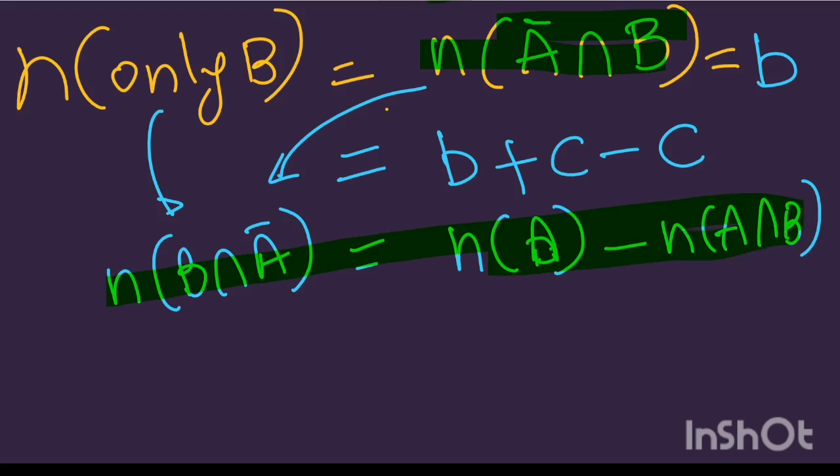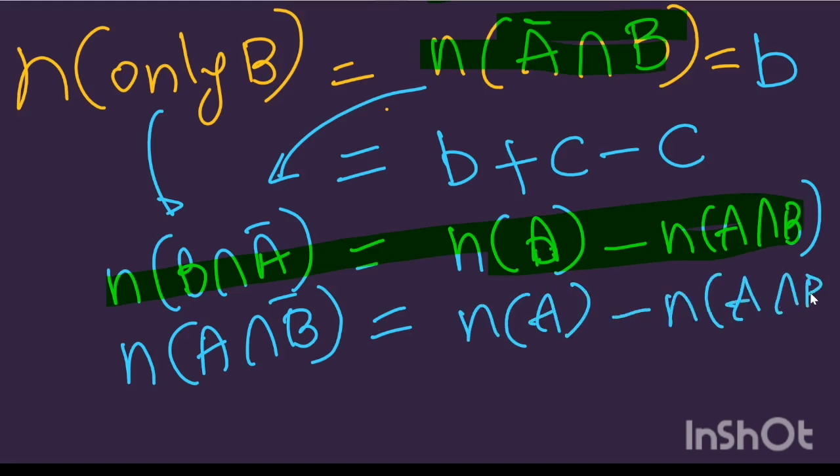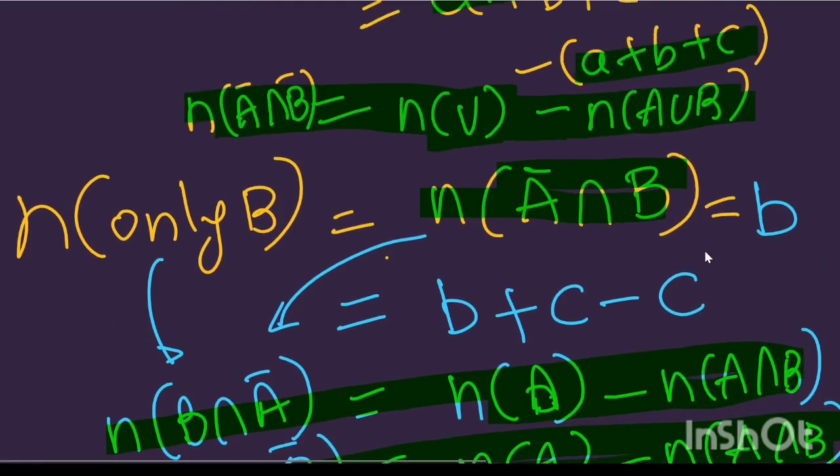In a similar way, we can also write n of a intersection b bar to be equal to what, guys? Yes, it is n a minus n a intersection b. So these are other results that are used not only in set theory but in the probability chapter also in class 12th.